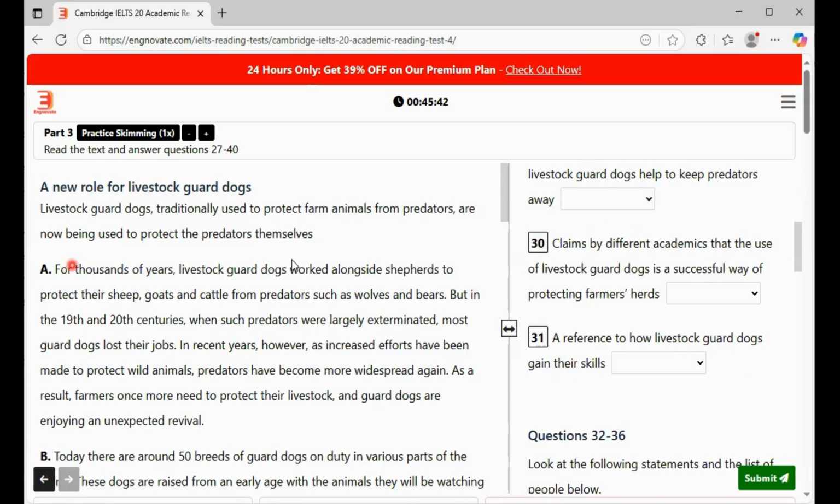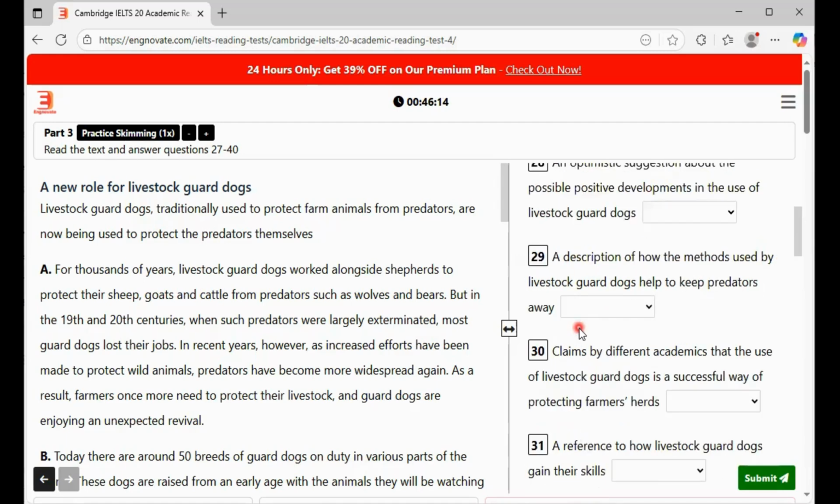For thousands of years, livestock guard dogs worked along shepherds to protect their sheep, goats, and cattle from predators such as wolves and bears. But in the 19th and 20th century, such predators were largely exterminated. Most guard dogs lost their jobs. In recent years, however, as increased efforts have been made to protect wild animals, predators have become widespread again. As a result, farmers once more need to protect their livestock, and guard dogs are enjoying an unexpected revival.